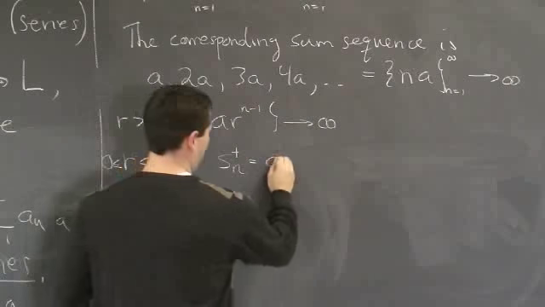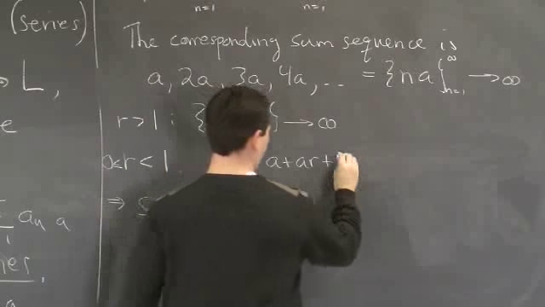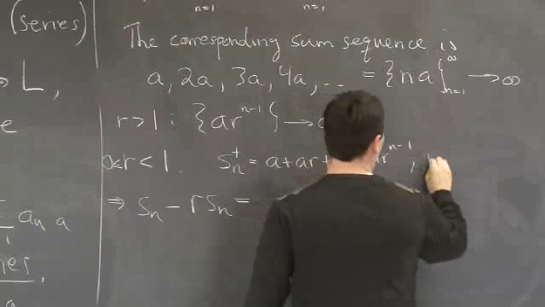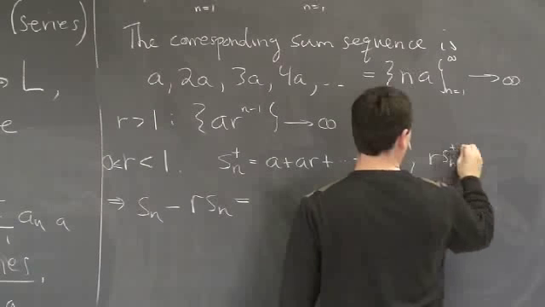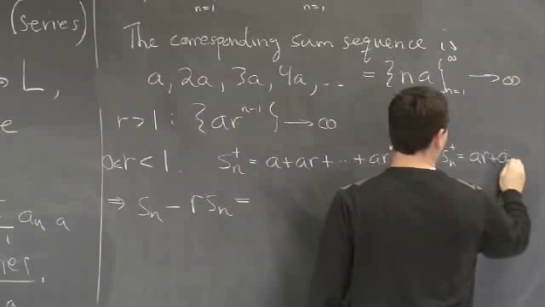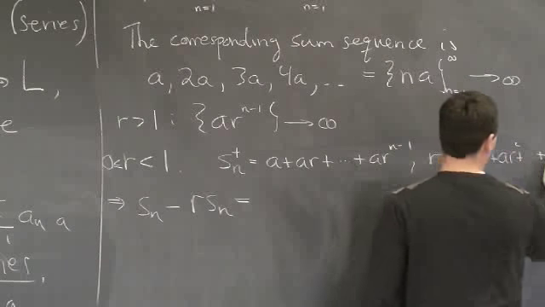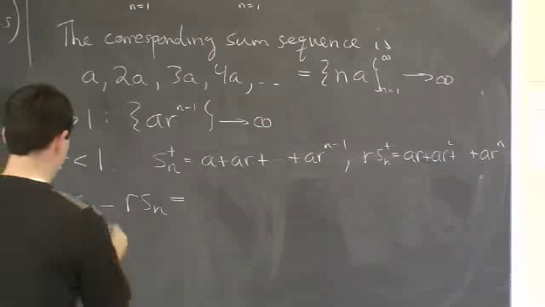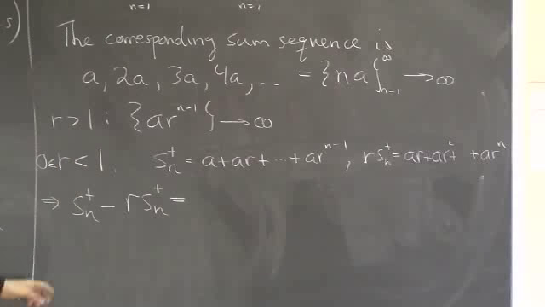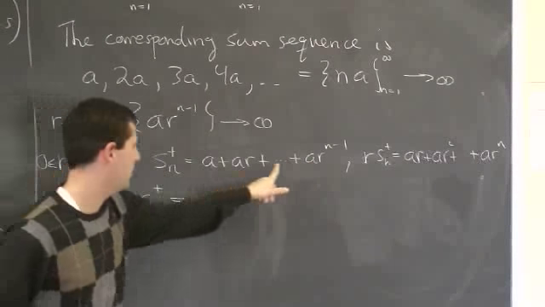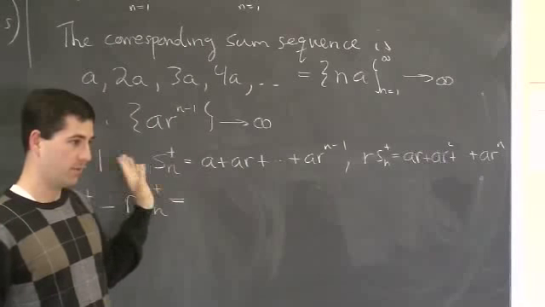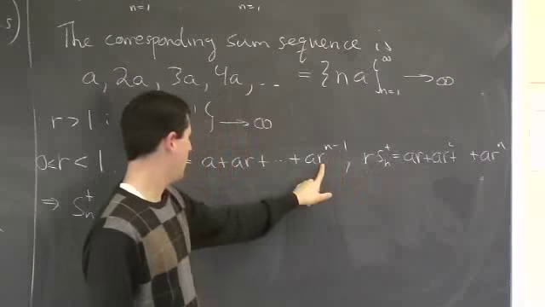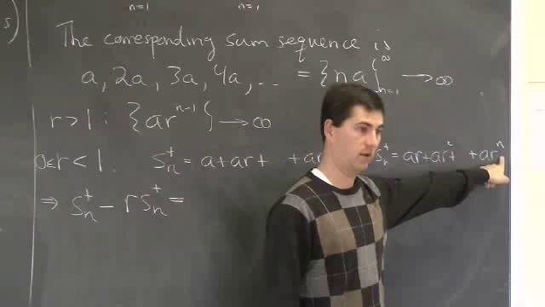Okay, so Sn plus was a plus ar plus ar to the n minus 1. And r times Sn plus is ar plus ar squared plus ar to the n. Okay, so I take this sum here, and I multiply every term by r. So a becomes ar, ar becomes ar squared, right? Ar to the n minus 1 becomes ar to the n.